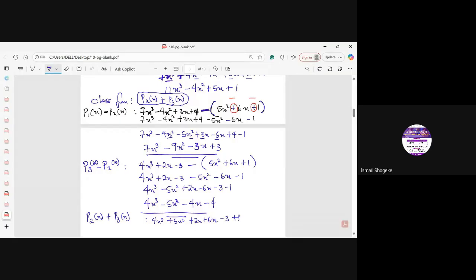So I think, let me check what you did. So you're just supposed to join these two guys. These two guys are the only guys I can add. So 4x cubed plus 5x squared will just remain the way they are. Then 2x plus 6x will give us 8x. Then minus 3 plus 1 will give us minus 2. So this should be the answer actually.